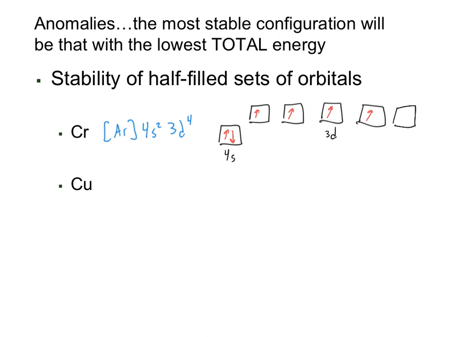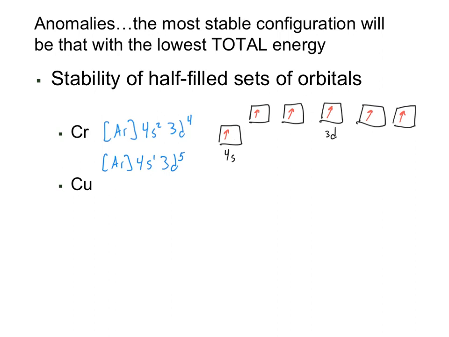It turns out, however, that if instead of this configuration, we actually take one of those electrons away from the s orbital and place it into a d orbital instead, then now we have half filled that d orbital, and that is a more favorable state than having it not half filled. And so our actual configuration for chromium is going to be 4s1, 3d5.